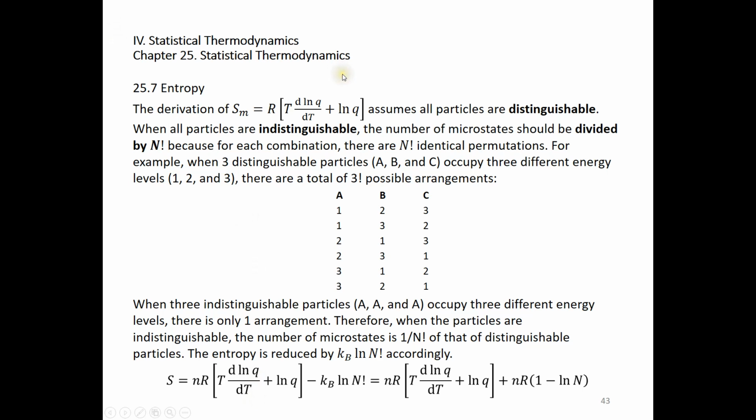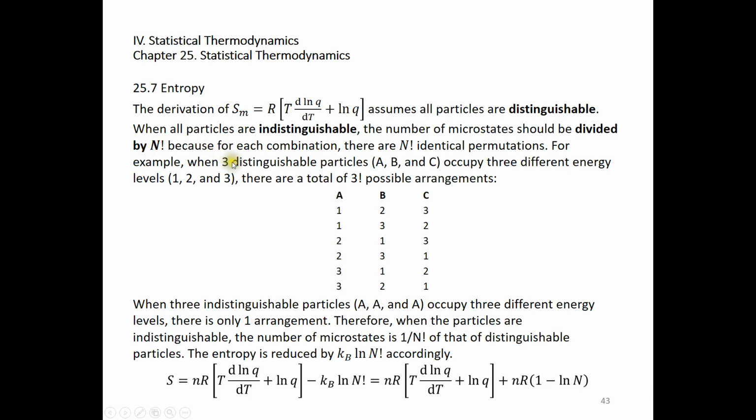Over here we have the equation for the molar entropy. It's R times T times d ln q over dT plus ln q. And this part can be written as d ln q over d ln T. This is based on one assumption. We assumed all particles are distinguishable. But what if the particles are indistinguishable? In that case, the total number of microstates must be divided by n factorial, because for each combination of n particles, there are n factorial identical permutations. And all these n factorial permutations correspond to a single combination.